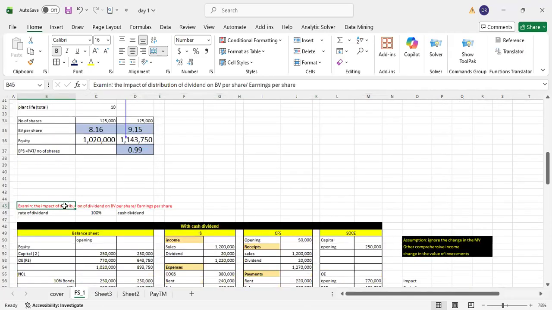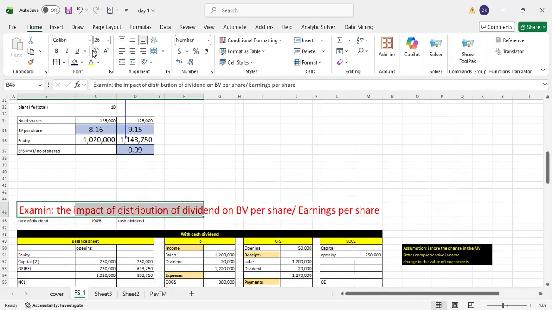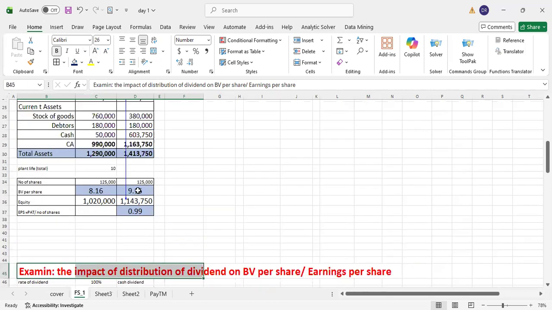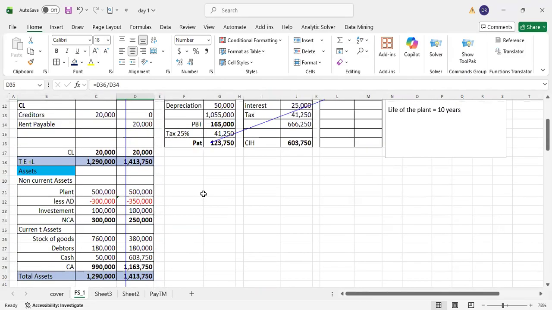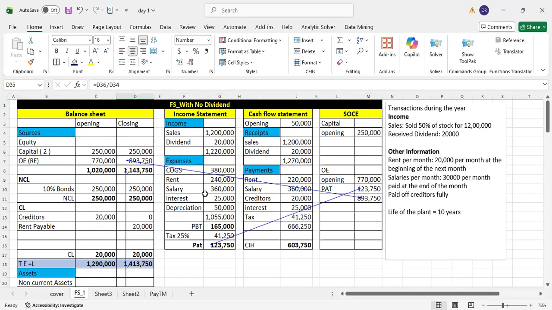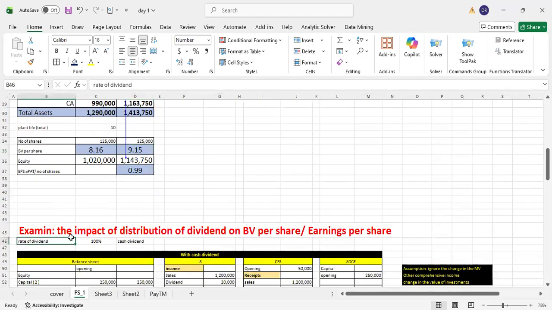Let us examine the impact of distribution of dividend on the book value per share. This is what is important for us to observe. Observe the book value per share is 9.15 when there is no dividend. We are keeping all other transactions same. And the company declares cash dividend. The company declares cash dividend of 100%.